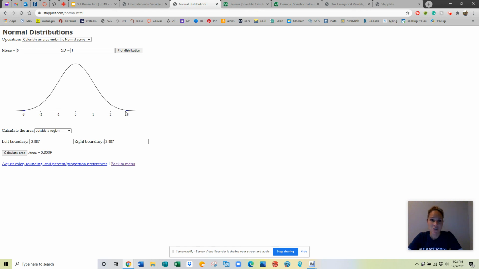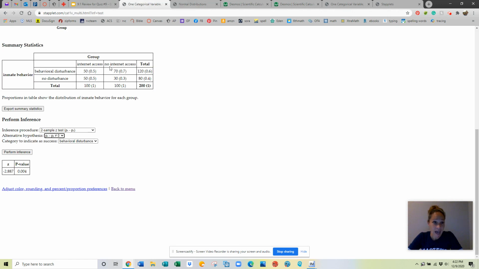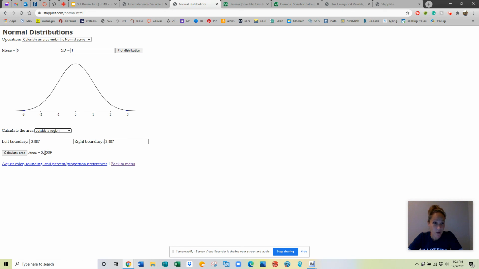But because this is a 2-sided test, I'm going to choose this where it says outside of a region. And then it will give me area on both sides. And you see on our other tab, we had a p-value of 0.004. Well, if you look on this one, we got 0.0039, which if you round it to the thousandths digit, it would be a 4. Sorry, it's been a while.